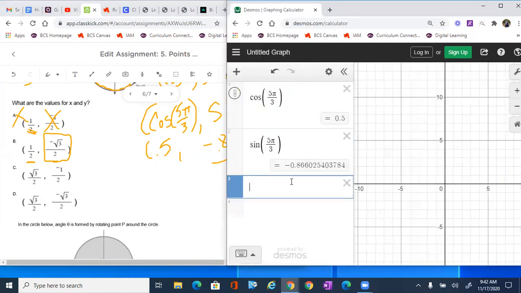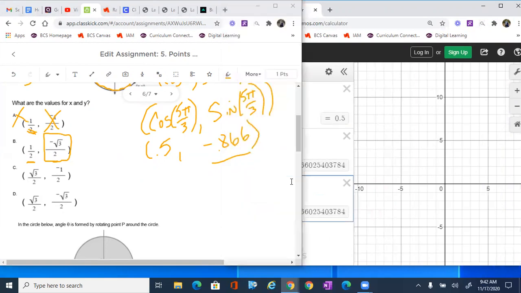Okay, so I'm going to type in negative the square root of 3 all divided by 2, and check it out, negative 0.866. So we need a positive 1/2, and we need the negative square root of 3 over 2, and those are our precise points based off of the unit circle stuff, but some of us don't have that memorized. That's okay. So answer B is going to be the answer.